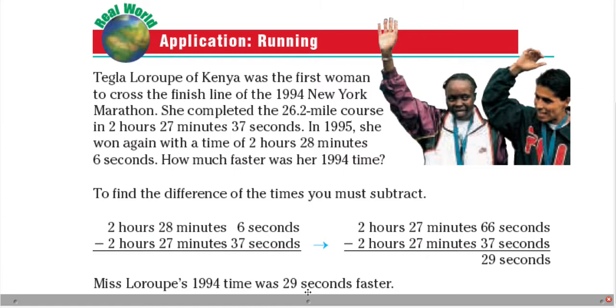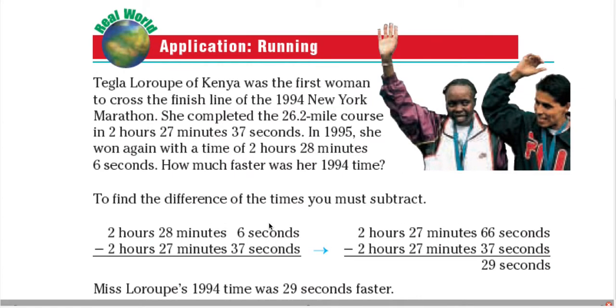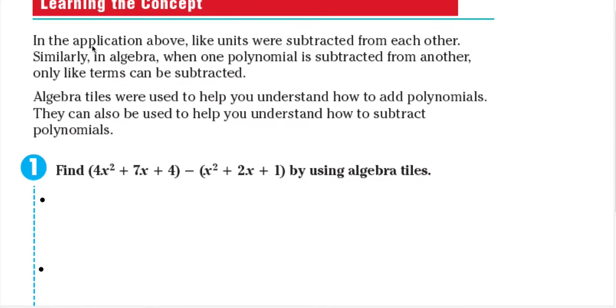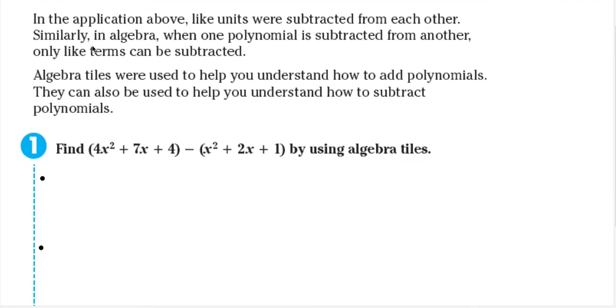So how do you use this when we talk about subtracting polynomials? In the application that we just heard, like units were subtracted from each other. Similarly in algebra, when one polynomial is subtracted from another, only like terms can be subtracted. Algebra tiles were used to help you understand how to add polynomials. They can also be used to help you understand how to subtract polynomials.